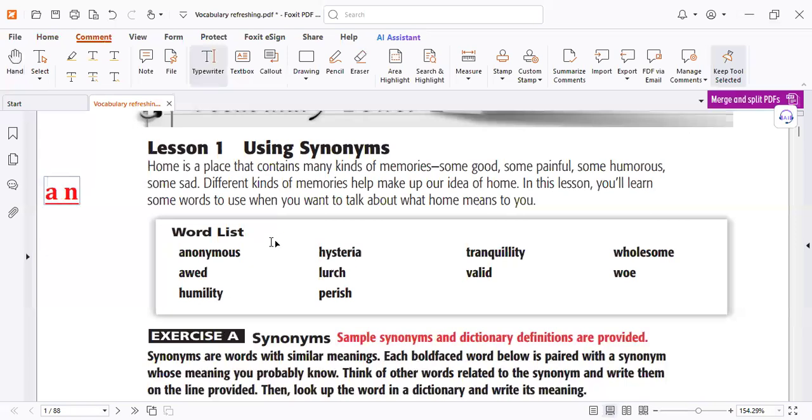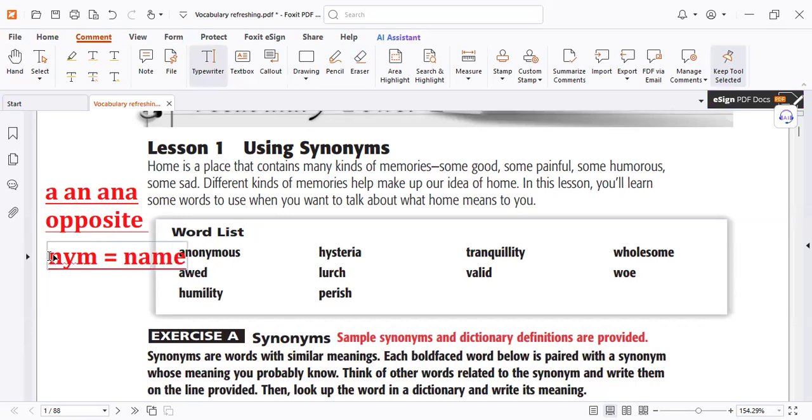For example, A or An or Ana. As you know here, Ana tells us that we have opposite meaning, or we have against ideas. Or we can say we have opposite. So what do you mean by opposite ideas? Like the opposite of a word.